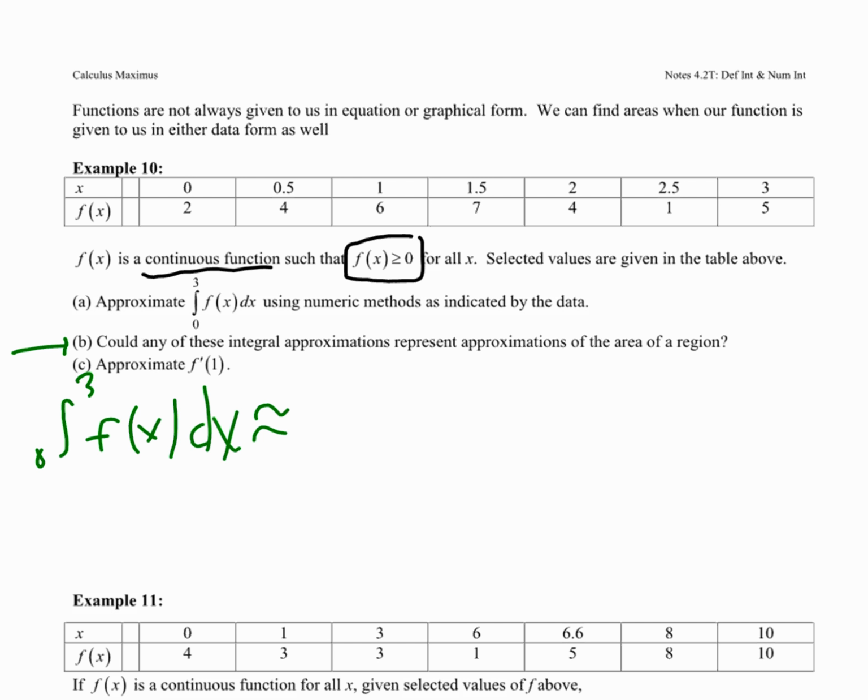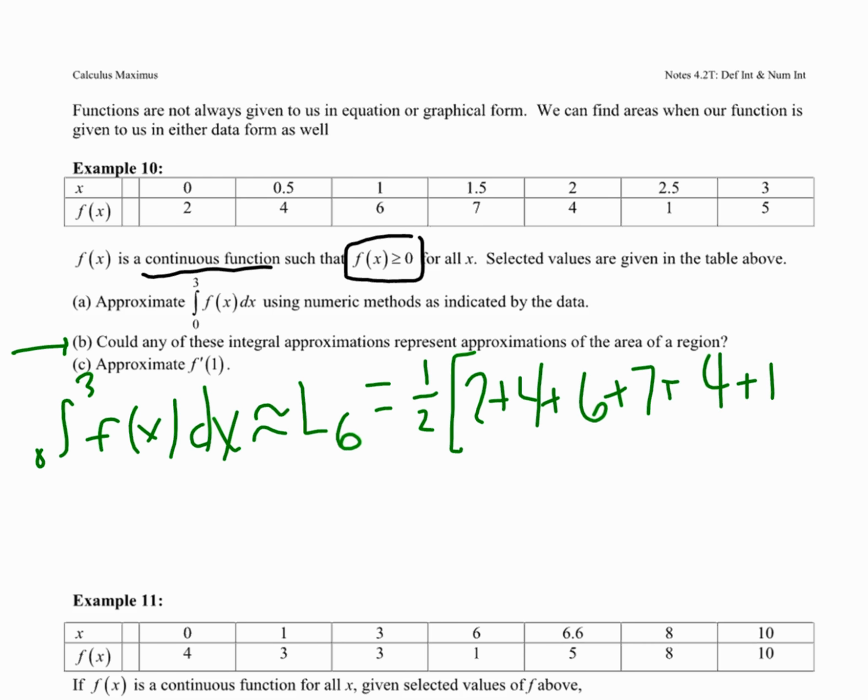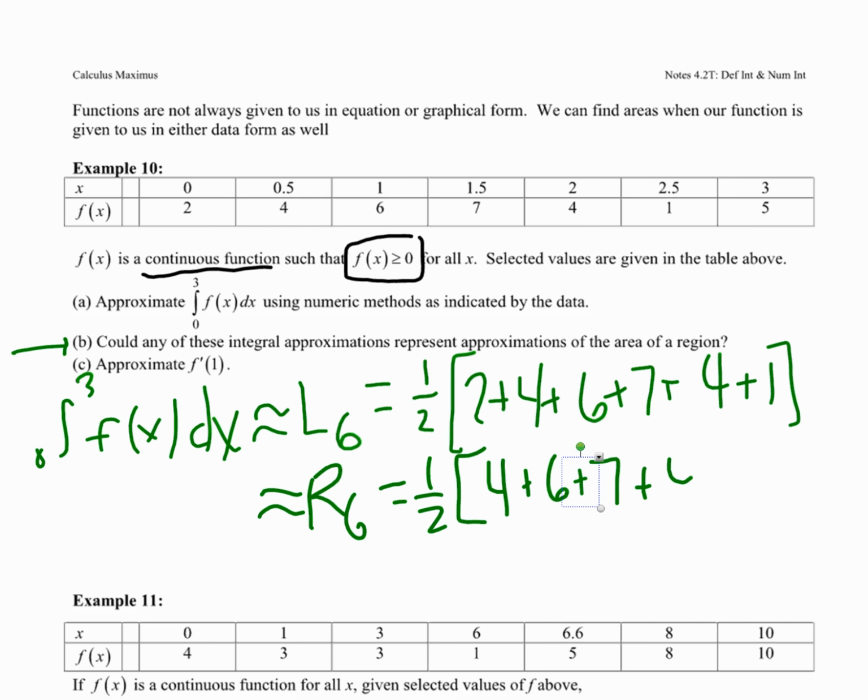So we can use a left Riemann sum. If we're going 0 to 3, we can use, let's see, 1, 2, 3, 4, 5, 6 different rectangles. And we can do that by saying each one's 1/2, and the heights would be given by the left endpoints, 2 plus 4 plus 6 plus 7 plus 4 plus 1, whatever that is. Okay, or we can approximate it by a right Riemann sum. In this case, we would use the right endpoints, 4 plus 6 plus 7 plus 4 plus 1 plus 5.